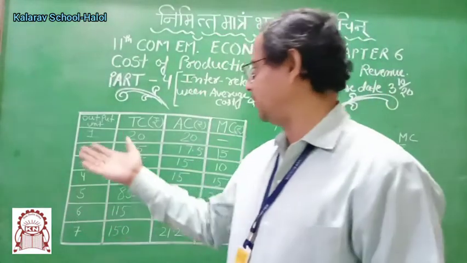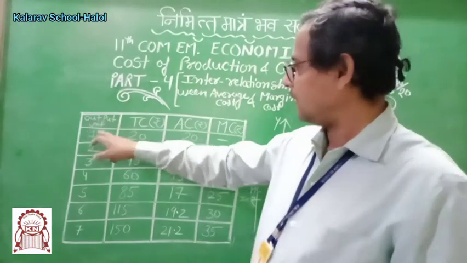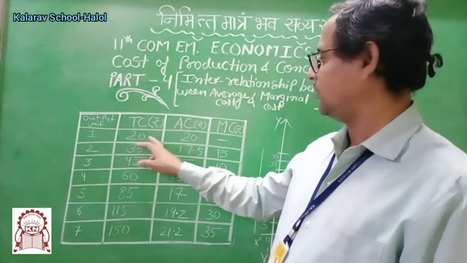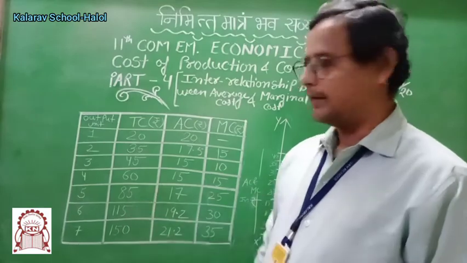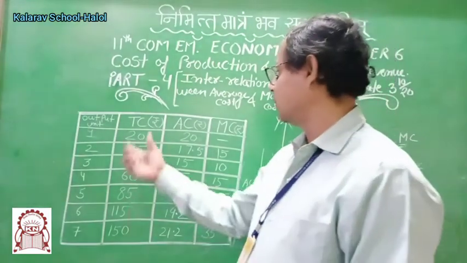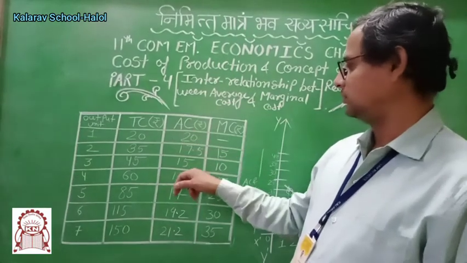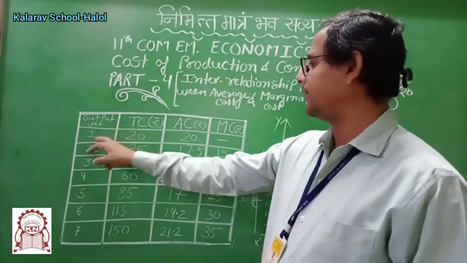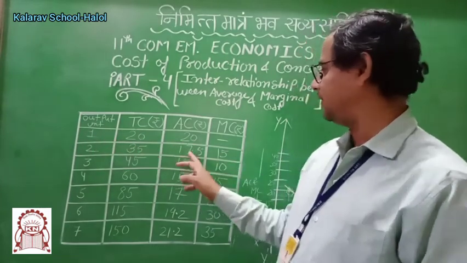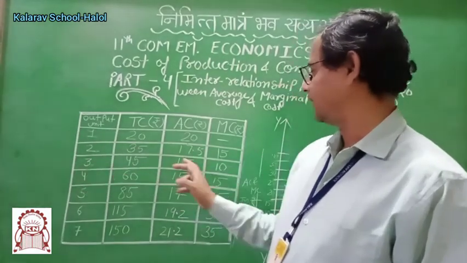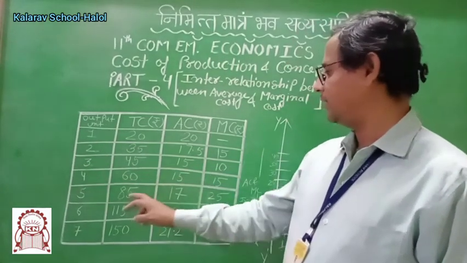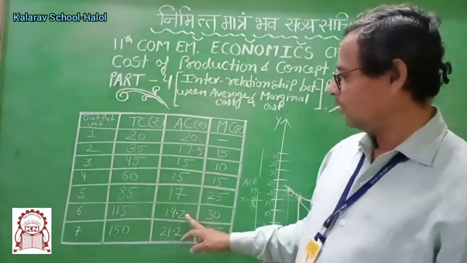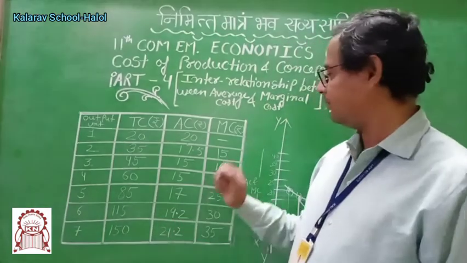You can see this schedule I have drawn here. Outputs are 1, 2, 3, 4, 5, 6 and 7 units, and in that your total cost is 20, 35, 45, 60, 85, 115 and 150. Is it clear? Okay. Now average cost. So how to find average cost? Total cost is divided by total output. So 20 divided by 1 is 20, 35 divided by 2 is 17.5, 45 divided by 3 is 15, 60 divided by 4 is 15, 85 divided by 5 is 17, 115 divided by 6 is 19.2, and 150 divided by 7, that is 21.2.